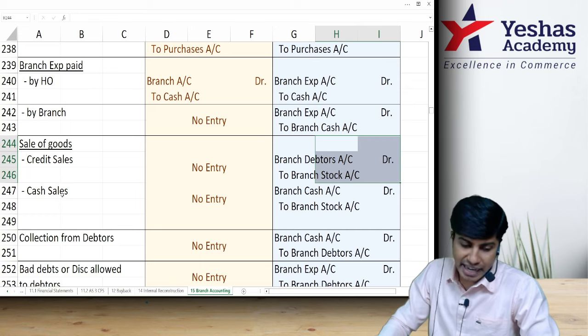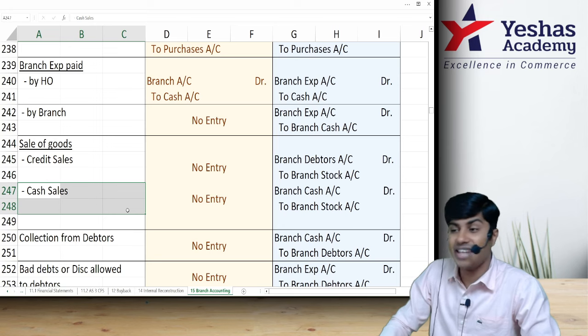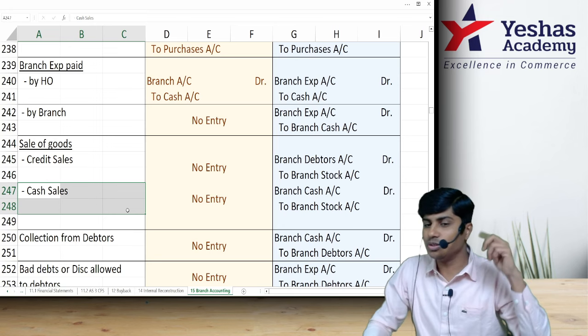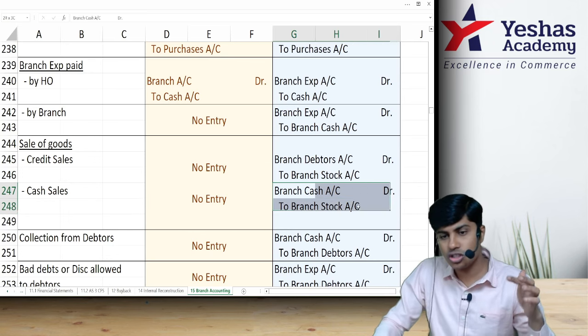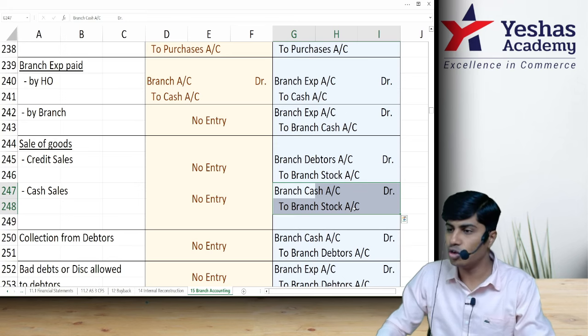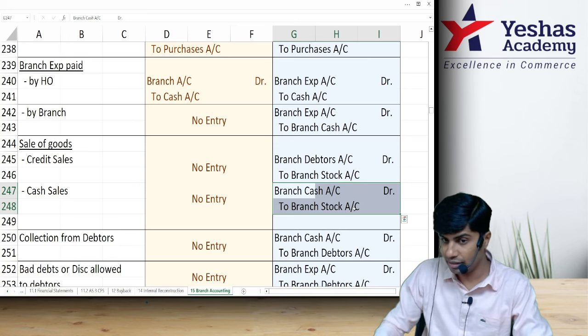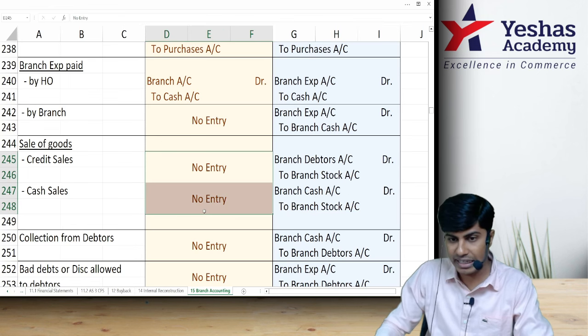If in case it is cash sales, our usual journal entry is Cash to Sales. Here we will not write Cash to Sales. We will replace cash with Branch Cash and sales with Branch Stock. That would be the accounting entry for the sale of goods, whether cash or credit, for which actually there is no entry under debtor system.